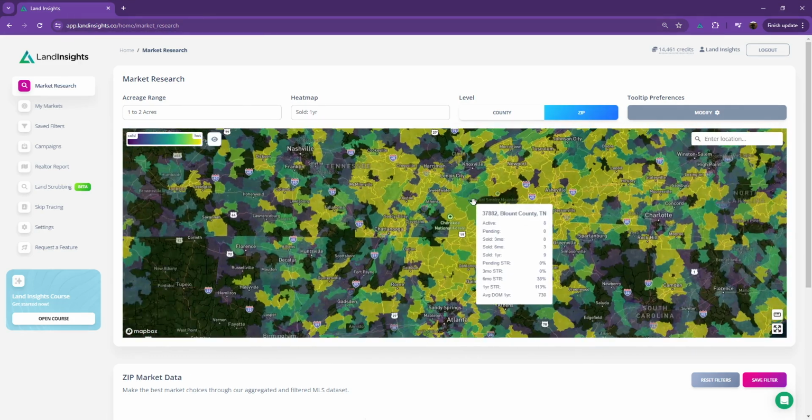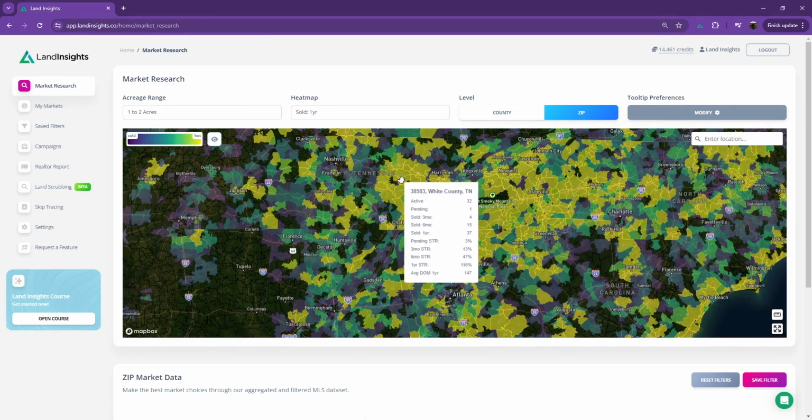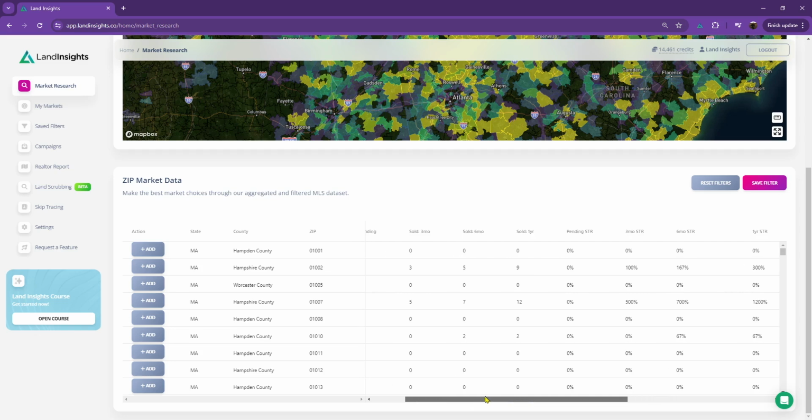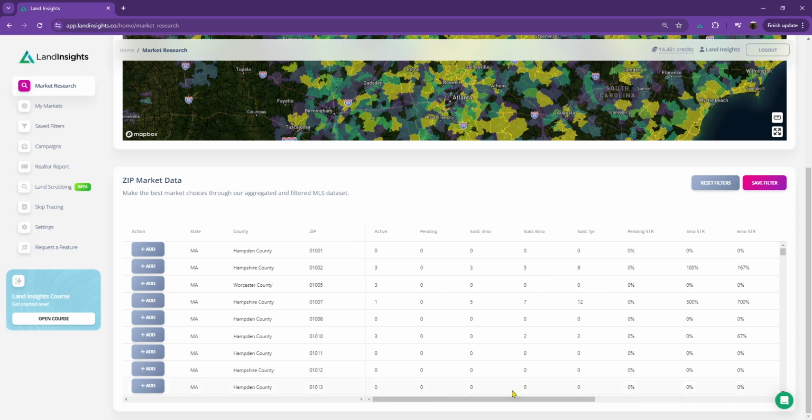But how do you capitalize? How do you find the actual places that you want to target? Well, the first thing that you want to do is come down here to the table, the market data table, and you just want to do really what you would do with any data set. You want to start refining it.